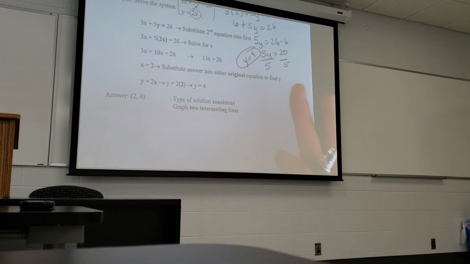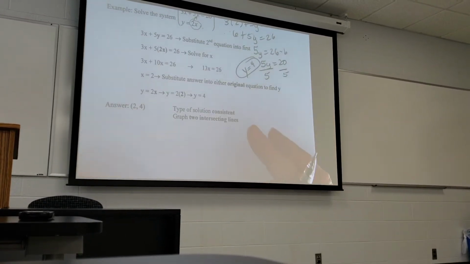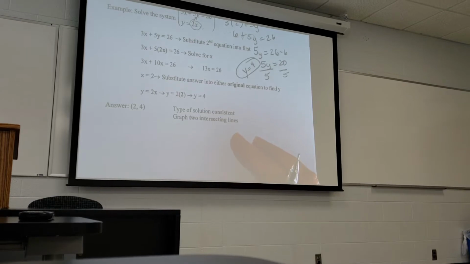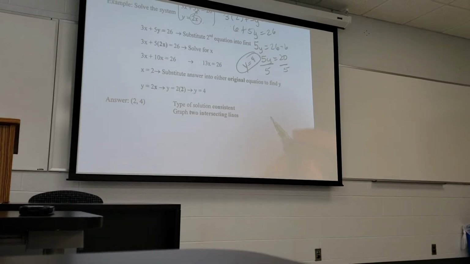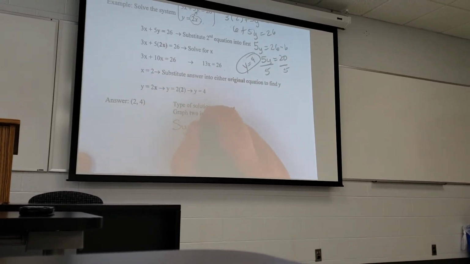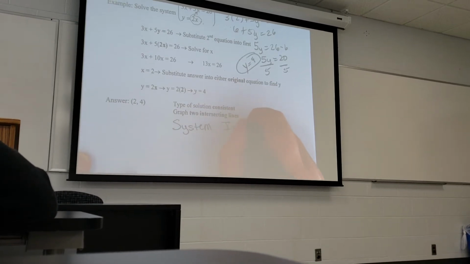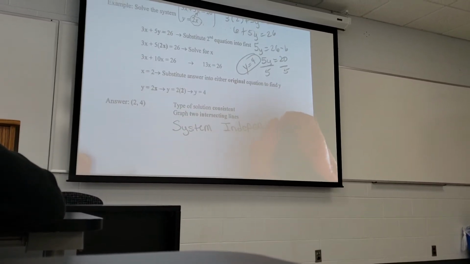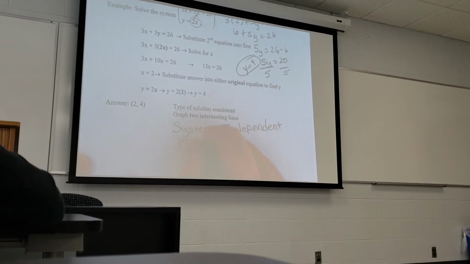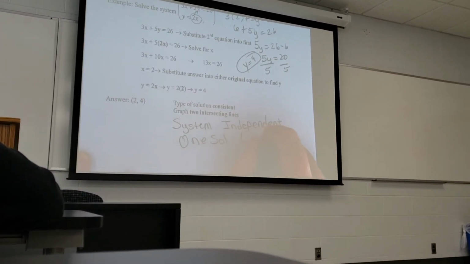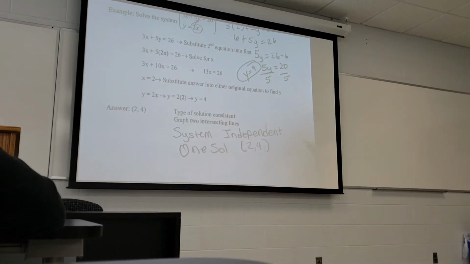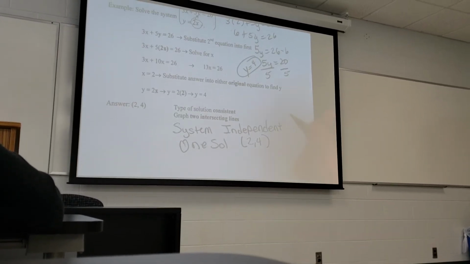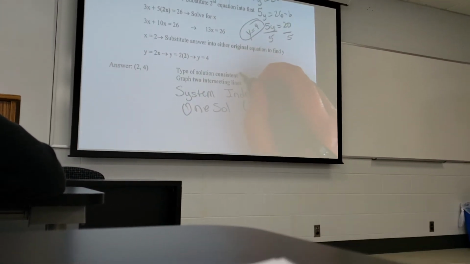It is a consistent solution, although I'm going to ask you what type. The system is independent. It has one solution, and that solution is the point (2, 4). You really don't need to know about consistent, that's just the type of solution.